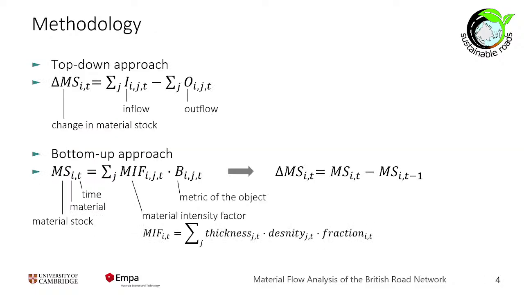Those are the equations I used. The top-down approach mainly focuses on statistics collected in different government institutes or in private organizations, where I calculated the stock change by just subtracting outflow from inflow, whereas the bottom-up approach goes in the direction of having a material inventory, then calculating the metric objects times your material inventory, and then you can decide how much goes in and out by just comparing different years.